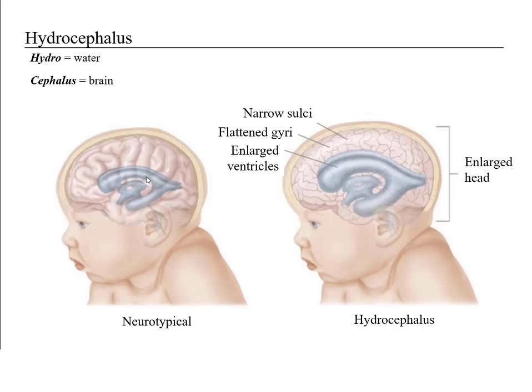And you can see the ventricular system here in a neurotypical child. Here is a child with hydrocephalus. And you can see that there's an enlargement of the ventricles. There are flattened gyri because of the pressure and narrow sulci, and an enlargement of the head because these cranial plates have not yet fused, so the cranium can expand. And so in children with hydrocephalus, when it goes untreated, you can see this grossly enlarged head.